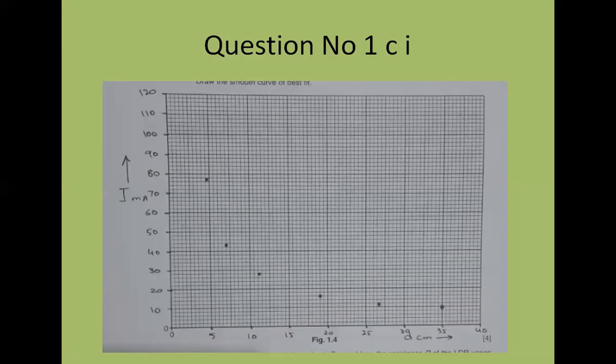I have that written paper, so from there I can read. At 4.8, the reading is 77. At 7, the reading is 43. At 11.1, the reading is 28. At 19, the I value is 16. At 26.8, the reading is 12. And at 35, the reading is 10.